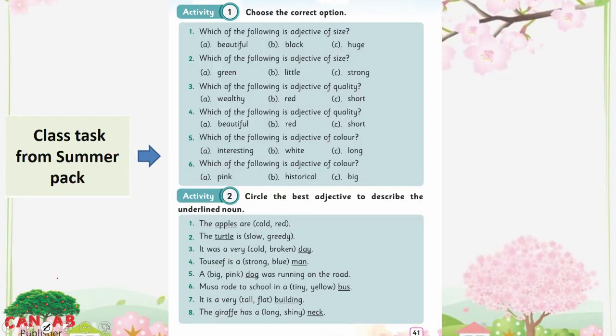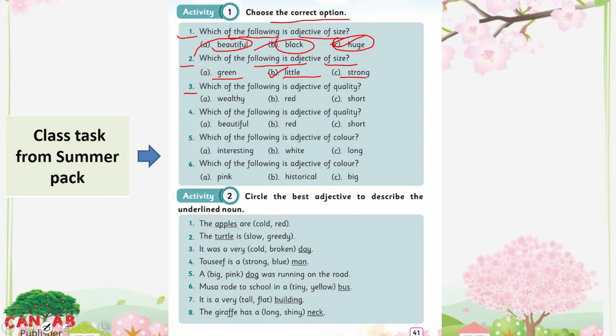Let's do this activity here on page number 41 of your summer pack. This is your class task. Choose the correct option. We have been given 6 questions here. You have to choose the right option for each sentence. Question number 1. Which of the following is adjective of size? Beautiful is a quality, black is a color, and yes, huge is the right option. Huge means bada. The second one, which of the following is adjective of size? Green, little, strong. Yes, little.